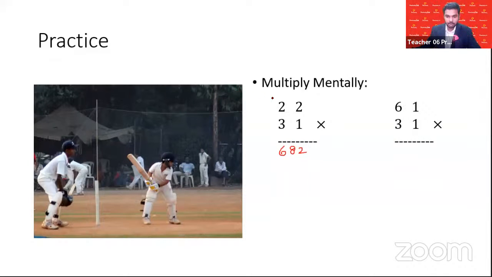61 times 31. Again, you will get this time 10 seconds to answer. So this is 18. 6 plus 3 is 9, and 1 times 1 is 1.